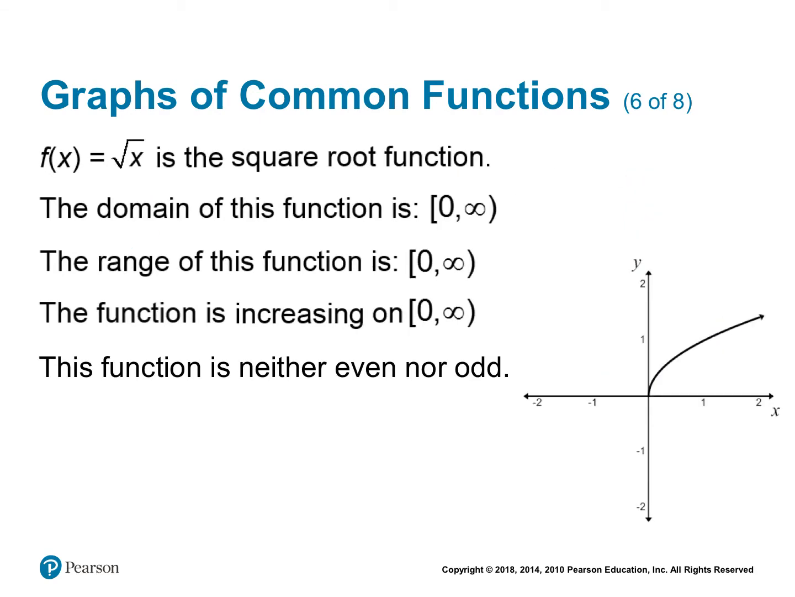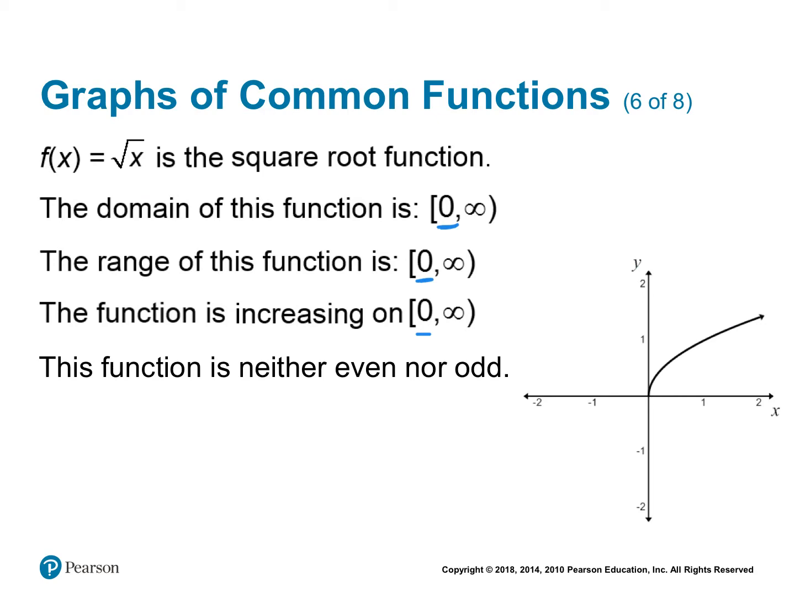The square root of x, this is what it kind of looks like, a little curve. And again, square roots are only positives. So that's why we're starting at 0 and going to positive infinity. It's not odd or even because it does not reflect over the y-axis or over the origin.